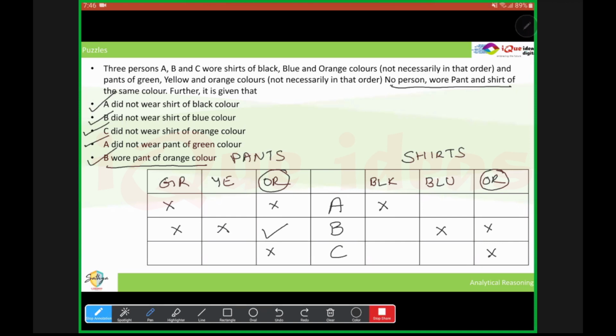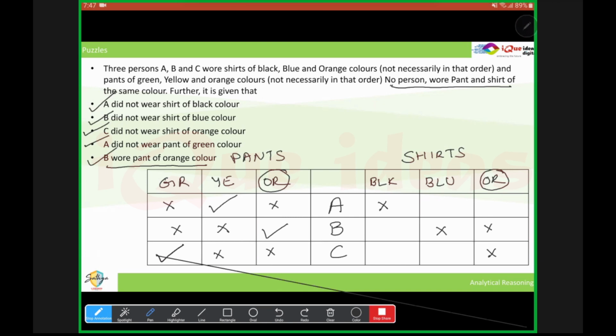Let's take a look at the pants first. Now, A is not wearing orange or green pant. So A has to be wearing yellow. And the moment I put a tick, I cross out. So automatically I get C is wearing the green. So all the pants are connected.